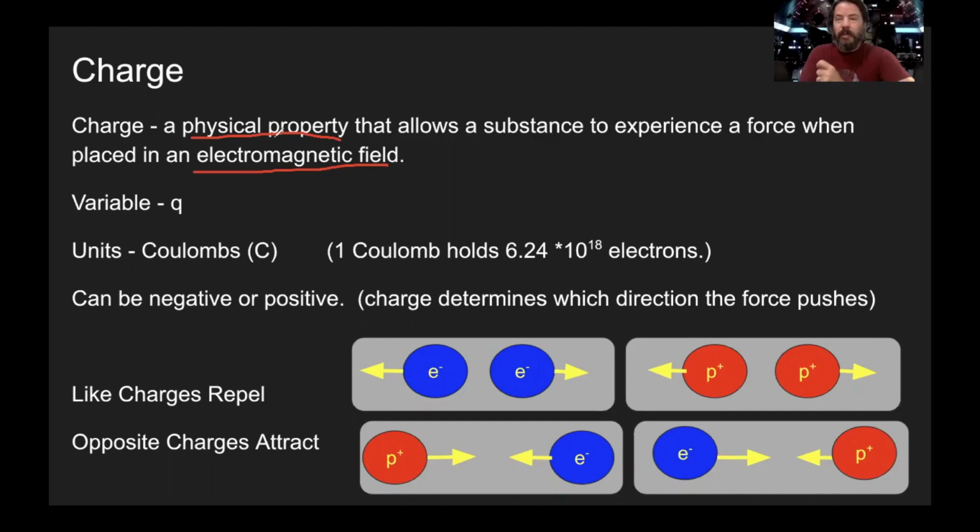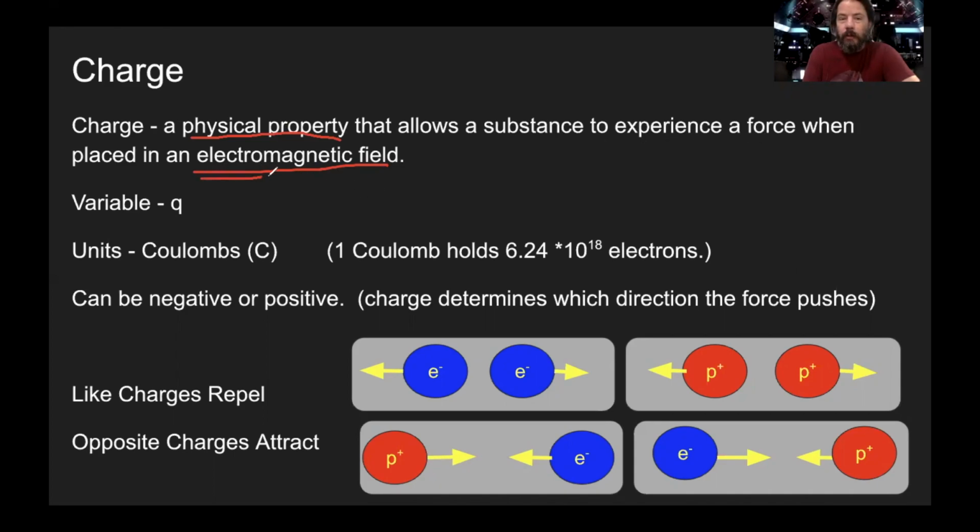But it's a property of that material. So a proton and electron are not the same thing, in part because they have different properties, and one of those properties that differs is charge. A proton is positive, an electron is negative. That's one of the distinguishing characteristics. So it is a property of that material. It allows the substance to experience a force when placed in an electromagnetic field.